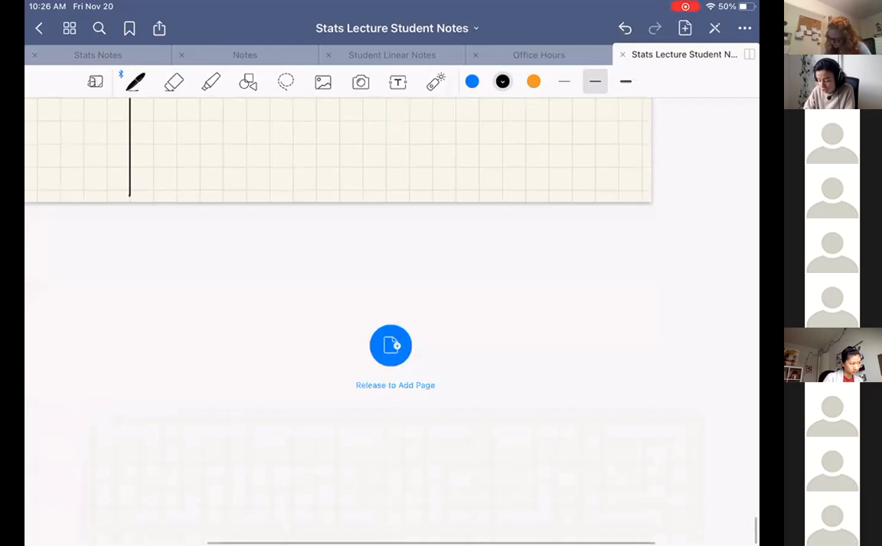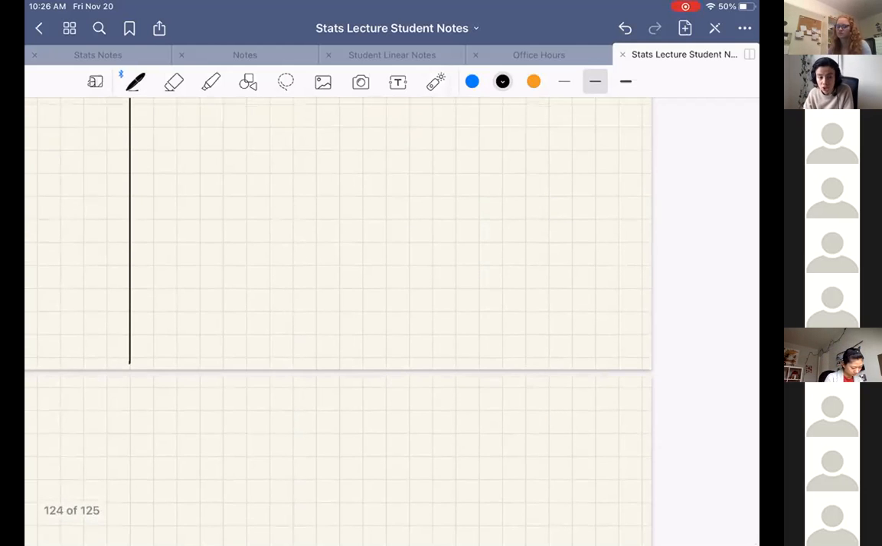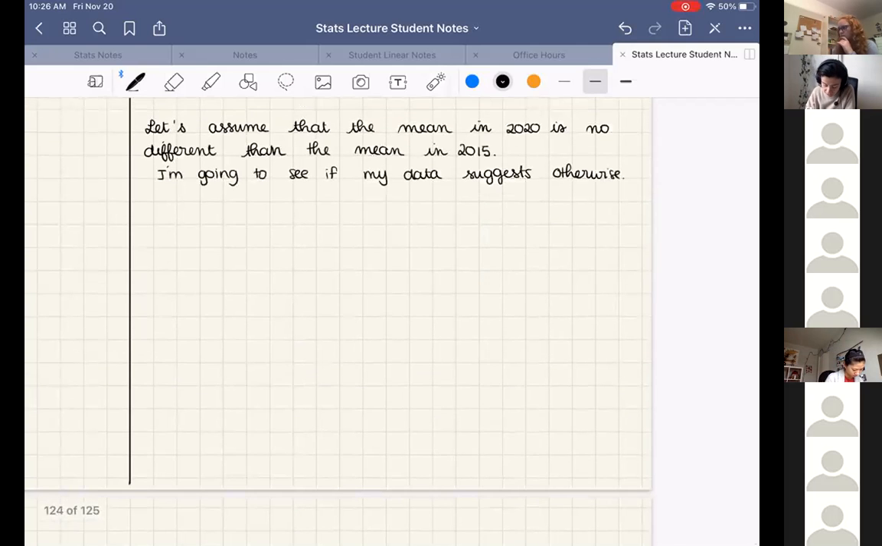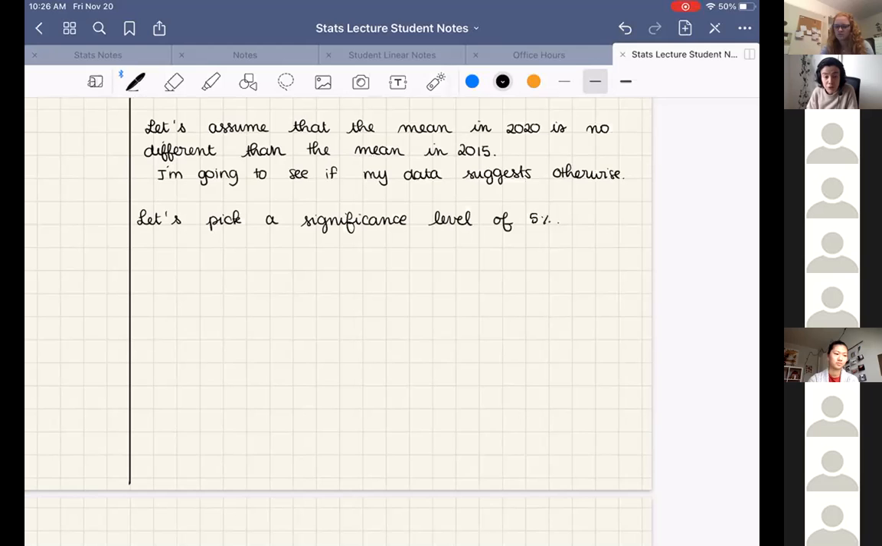To do this, I'm going to start by setting up a level of tolerance. We're going to call that a significance level. So let's pick a significance level of 5%. Now you don't know what a significance level is yet, so I'm going to define what the significance level is now. Here's how to interpret the significance level.